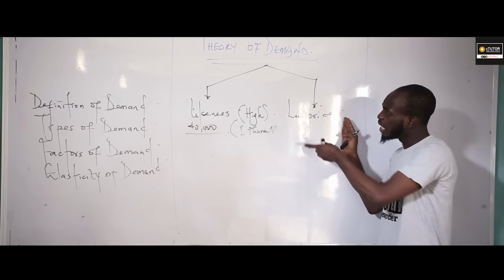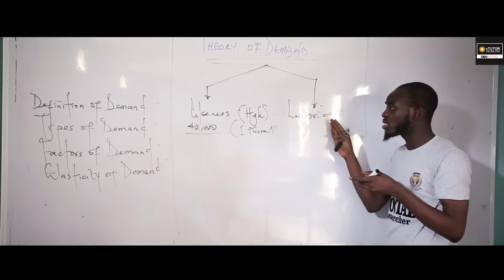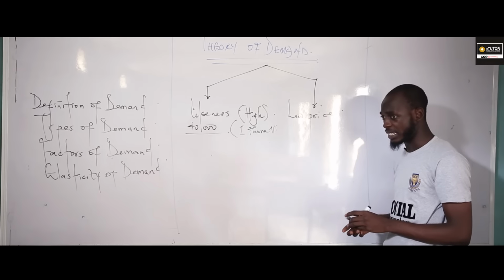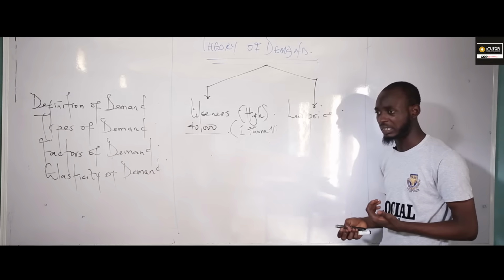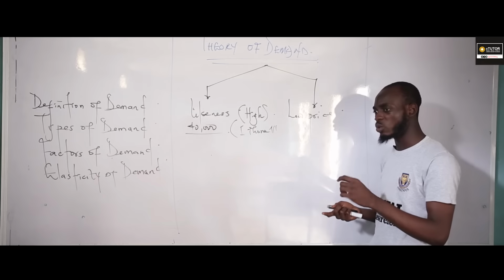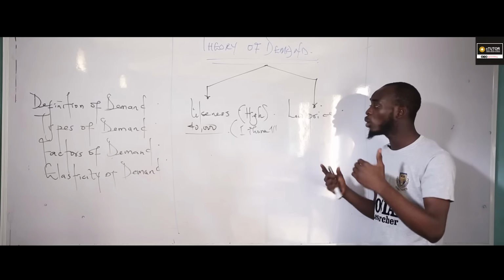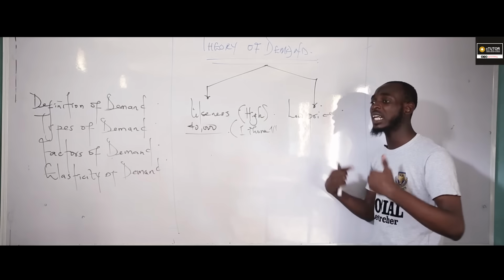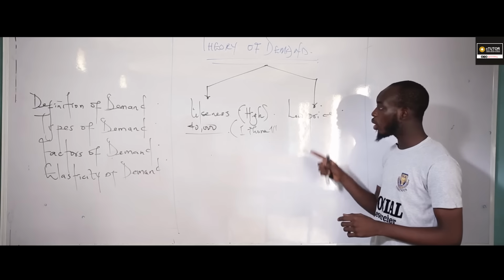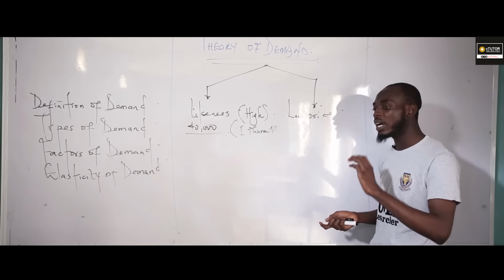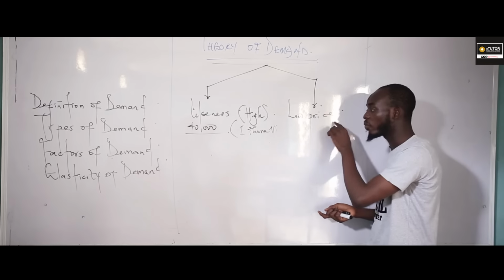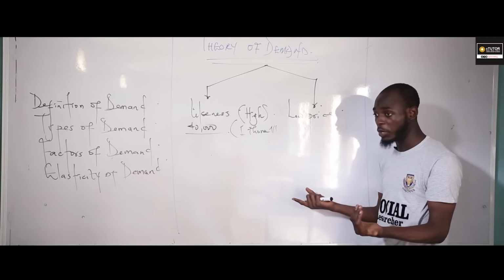Another thing is that we purchase commodity based on low price. That's why we have the law of demand. Now, the law of demand states that the higher the price of a commodity, the lower the quantity that will be demanded, and vice versa. So, an average human being normally purchases a commodity because it is of low price.